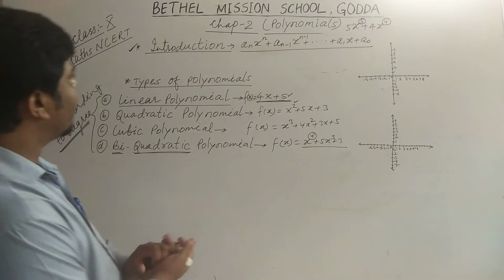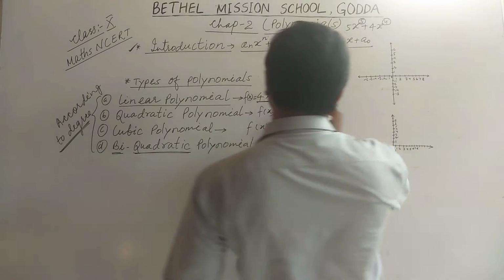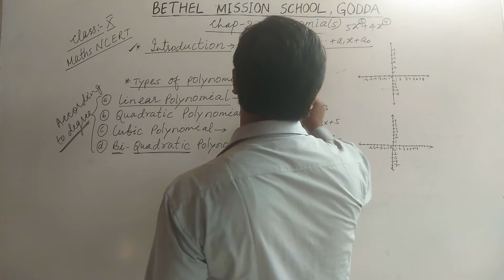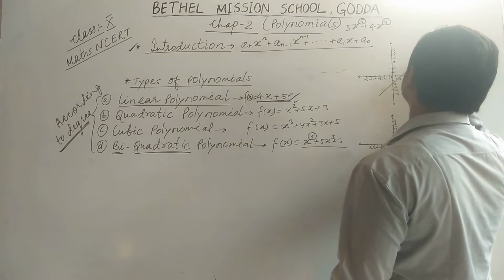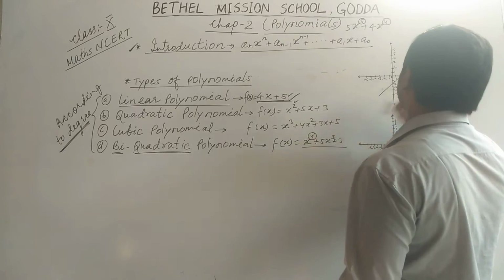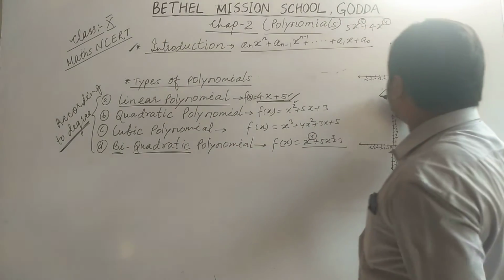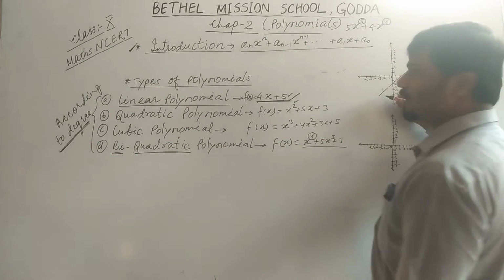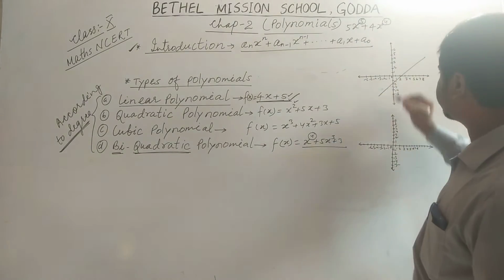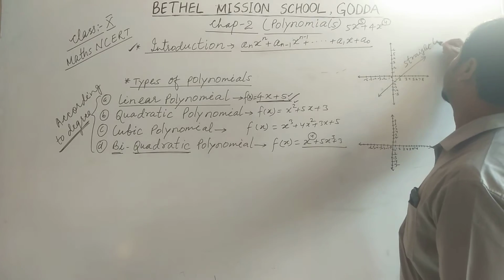Now graphically, how will you understand a linear polynomial? If you draw the graph of a linear polynomial, it will intersect the x-axis at one point, and the line will be straight. That's why it is called a linear polynomial. The line will be a straight line.